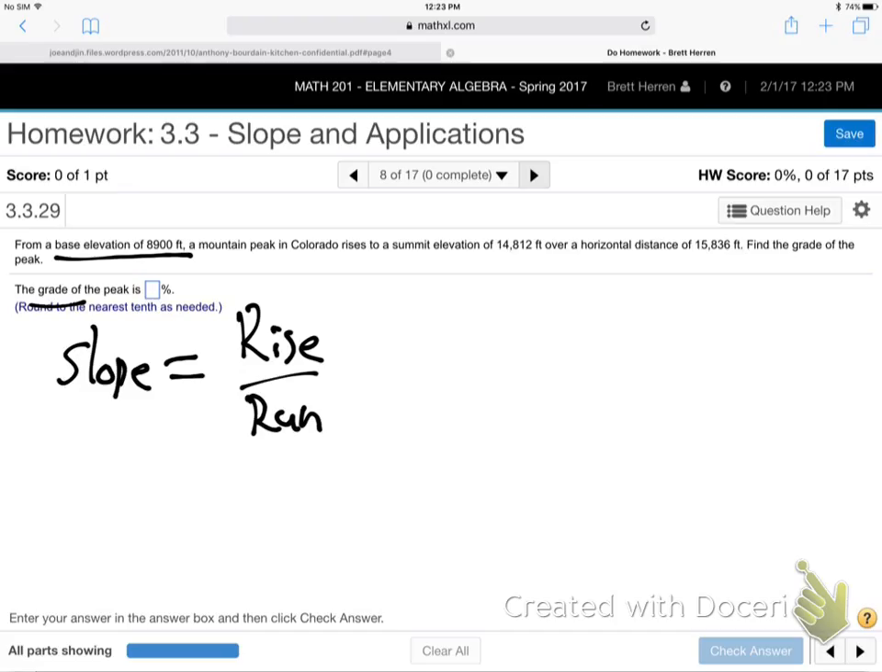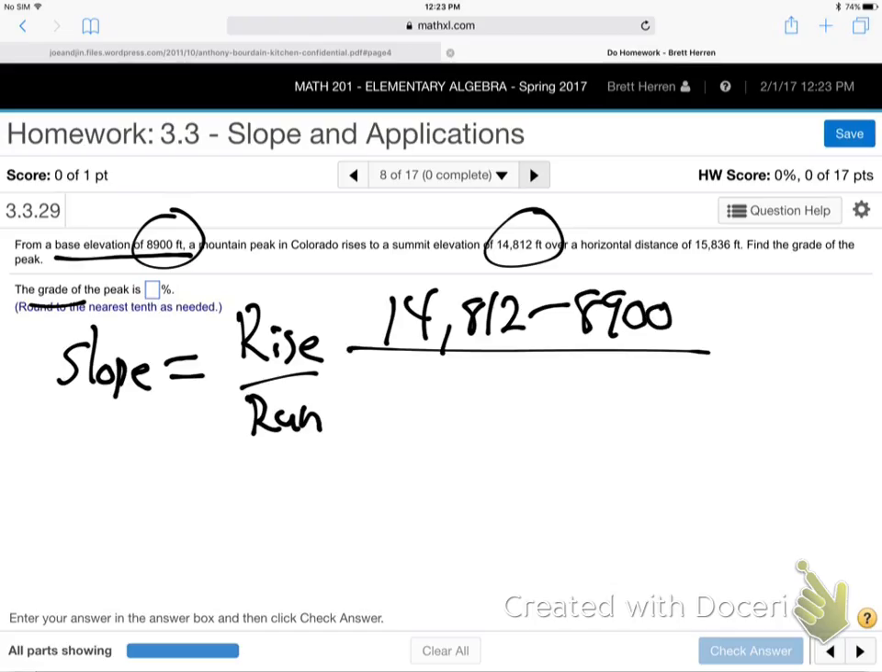So you take 14,812 and subtract 8,900. Perfect. Because it rises from 8,900 to the 14,812. So you got to subtract those to find out how much it's gone up, huh? Everybody see that? You start at 8,900, which seems high to me. And you go even higher to the summit, 14,812. So you got to subtract those to find out how much it's risen, right? What the rise is. And the bottom, it says it's over a horizontal distance. So that's the run, right? The sideways.